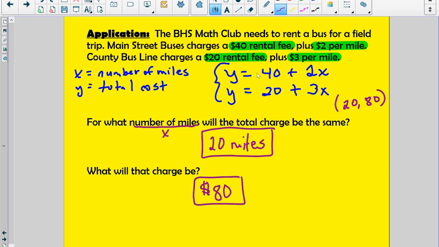So that's how we can use a system of equations, solved by graphing, to be able to interpret our solution.